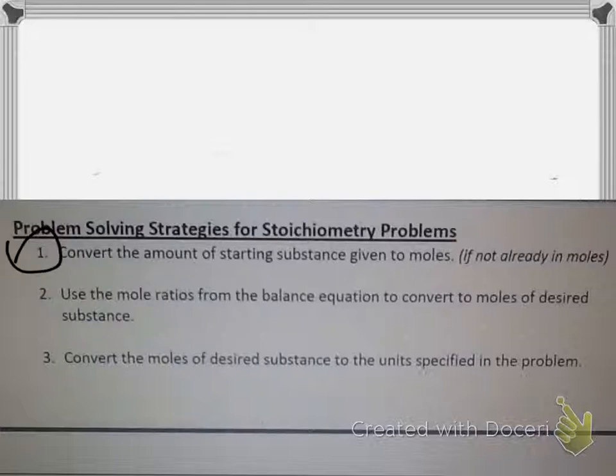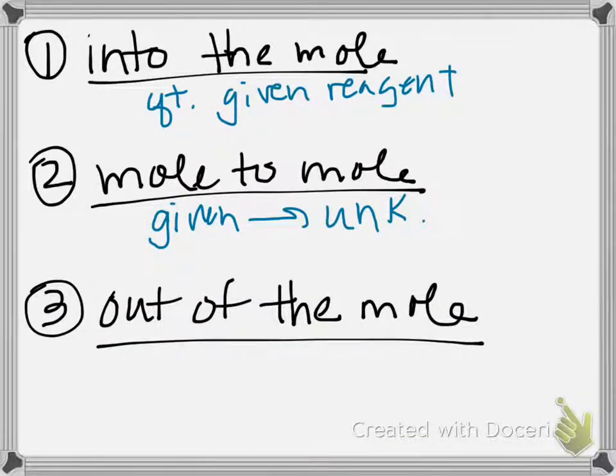The first step says to convert the amount of starting substance given into moles, if it's not already in moles. The second is to use the mole ratios from the balanced chemical equation to convert to the moles of the desired substance, your unknown. And number 3, convert the moles of the desired substance into the units specified by the problem. Basically, that means convert into the mole, calculate the mole to mole, and then calculate out of the mole. The best way to learn this is by doing some example problems.